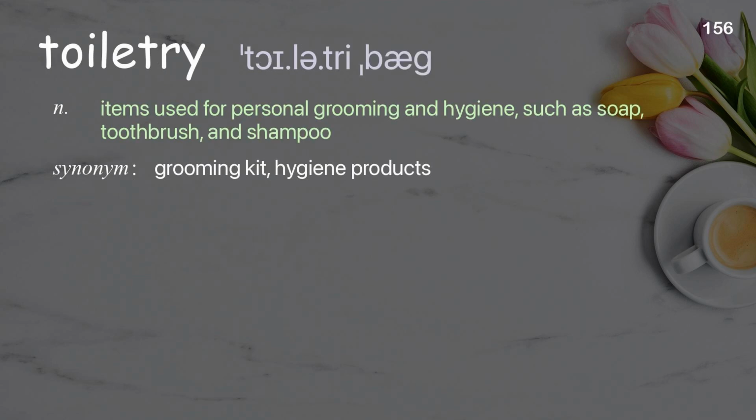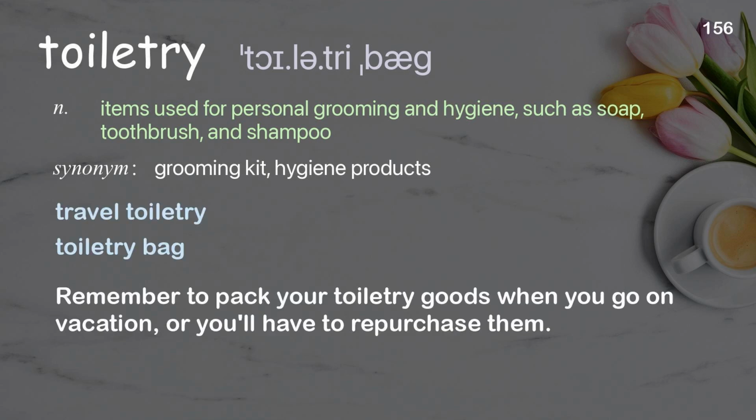Toiletry. Items used for personal grooming and hygiene, such as soap, toothbrush, and shampoo. Examples: travel toiletry, toiletry bag. Remember to pack your toiletry goods when you go on vacation, or you'll have to repurchase them.